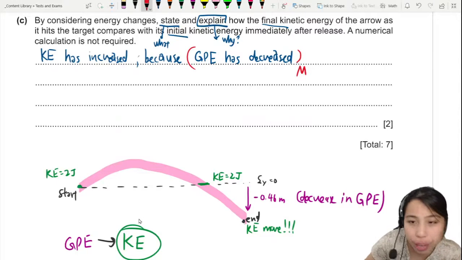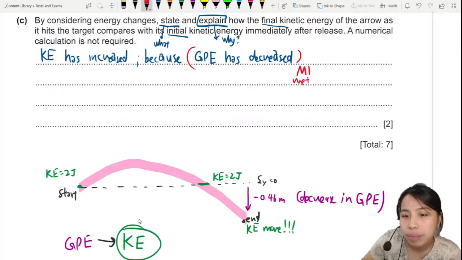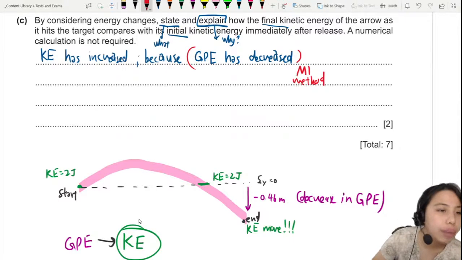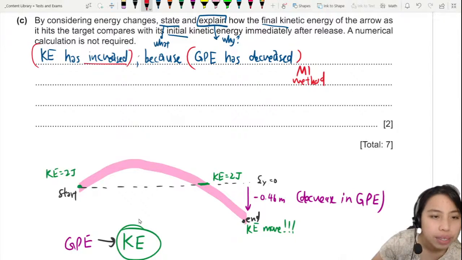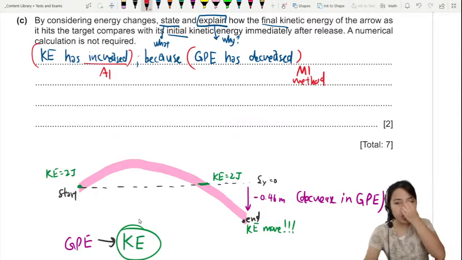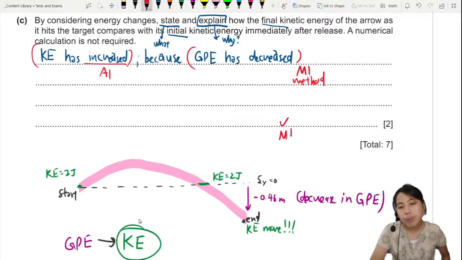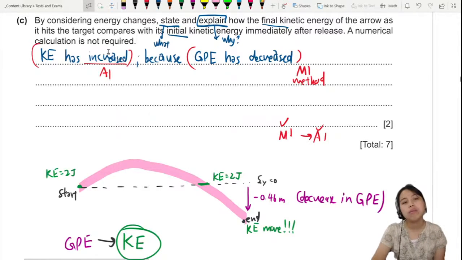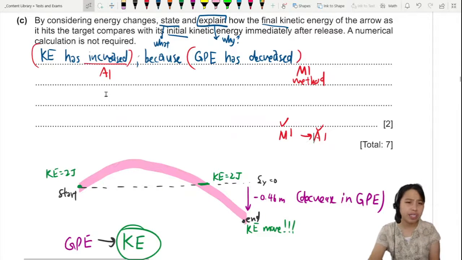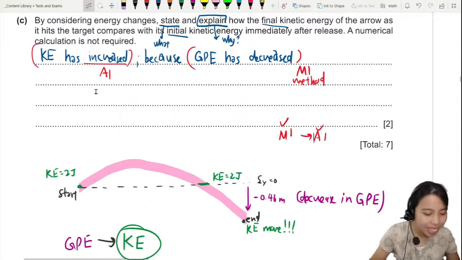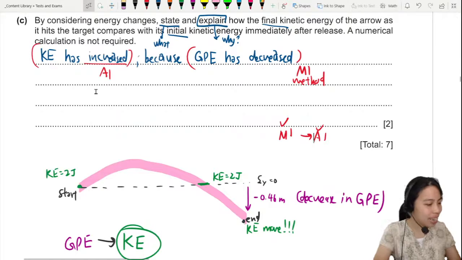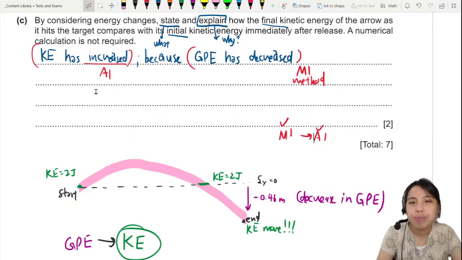Okay. So this one you say GPE has decreased. This one is an M1 mark, M for method. And there is an A1 mark when you say increased. So the tricky thing about M1, A1 pairs is you must get the M1, only then can you get the A1 mark. So if I just simply say increase without explanation, I may not be able to get this A1 mark. Sad. Okay. Alright, so that's the end of this projectile question.